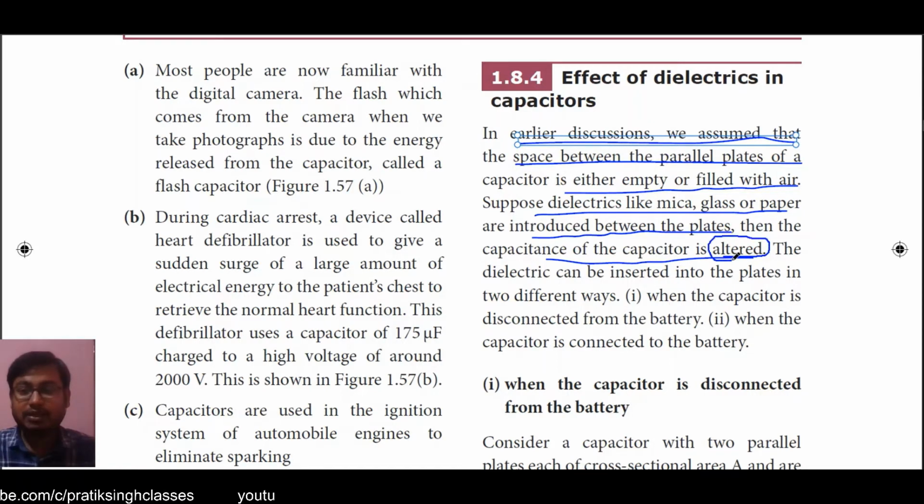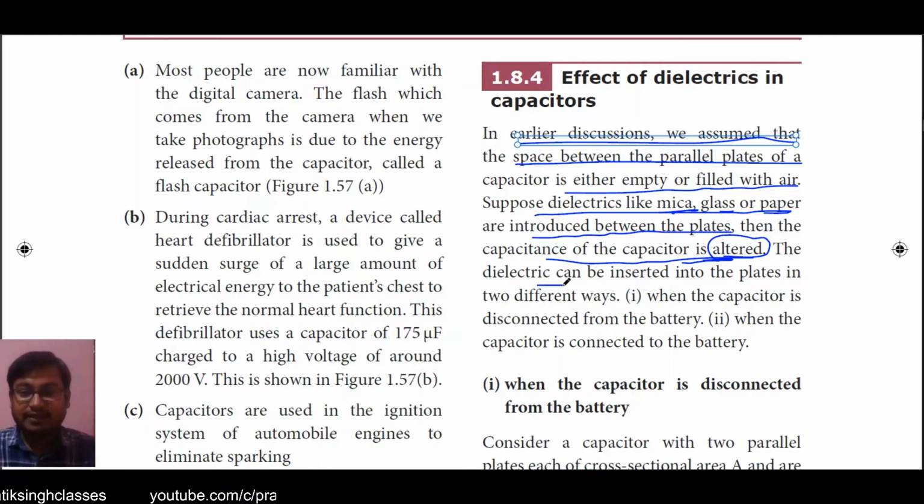Instead of keeping the space between the plates of the capacitor empty, we introduce there mica, glass or paper. See, all these three things, mica, glass and paper, are insulators, means current cannot pass through them, or charges cannot pass through them. Fine. In that situation, the capacitor's capacitance will be altered.